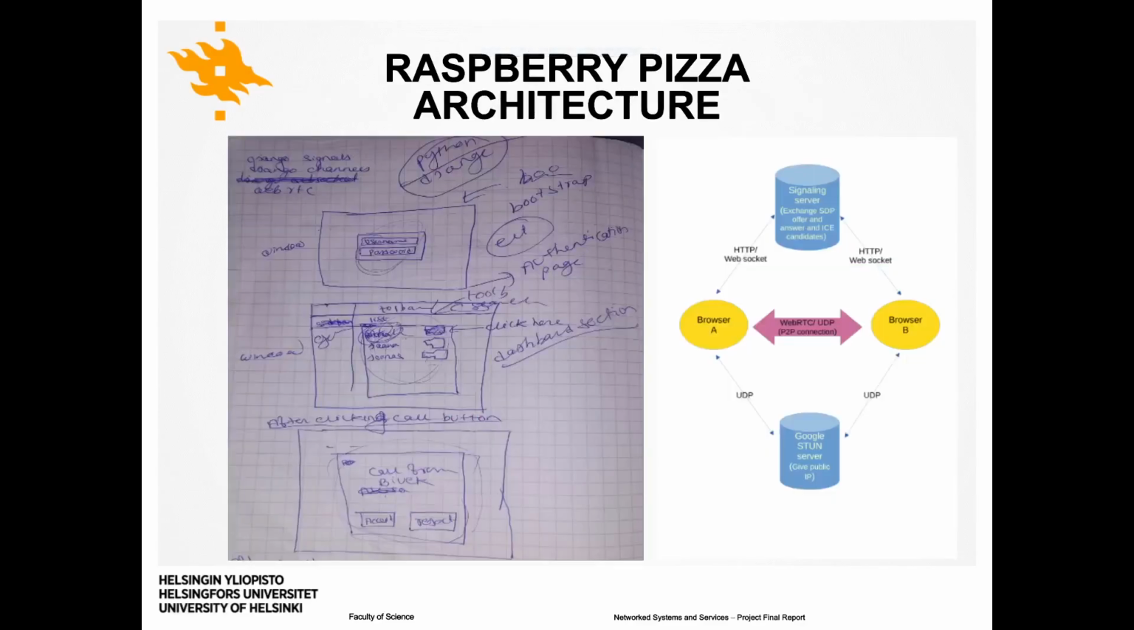This is the architecture for the Raspberry Pizza video app. This was the first one on the left. This was how we figured it would look, about, and this is the final version where the connection is established with WebRTC and UDP, and then there are two other key points that we need to connect to, to establish the constant connection with the two browsers.